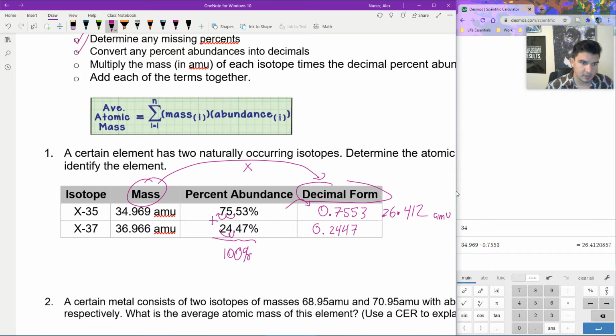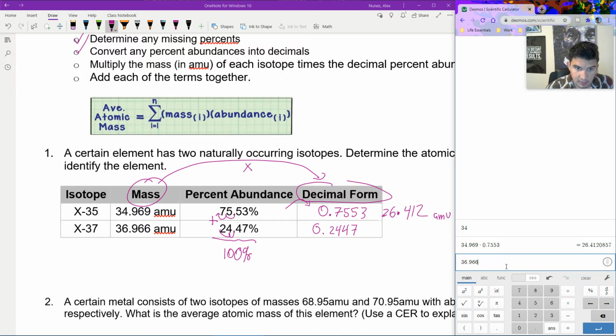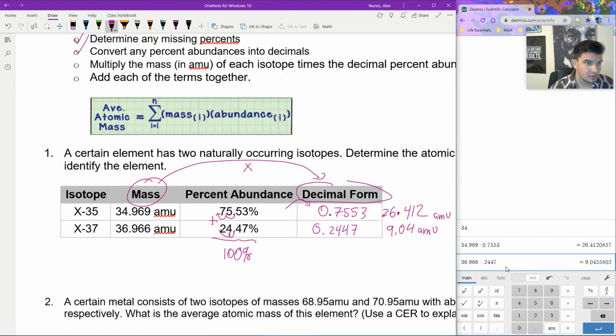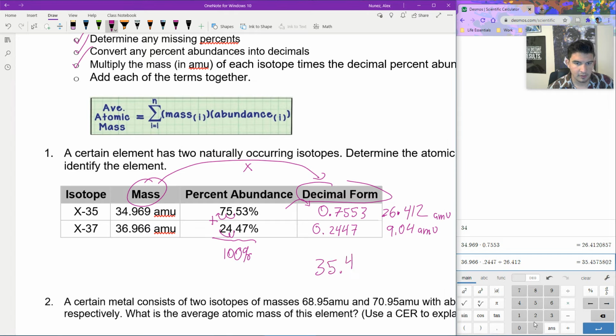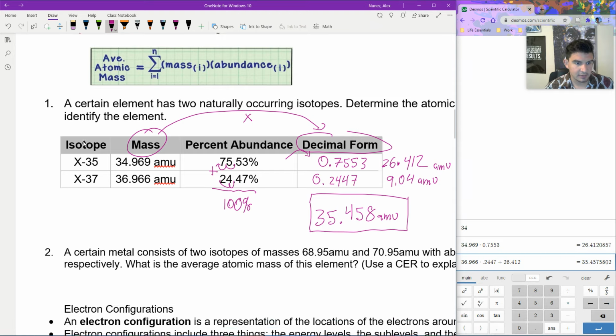The second one, 36.966 times 0.2447 is 9.04 AMUs. So there's my multiplication, and now my last step is to just add these together. So I'm going to add 26.412. And that gives me a grand total of 35.458 AMUs, and that is done. So you just need to follow those steps, decimal form, multiply, then add, and you'll get it right every time.